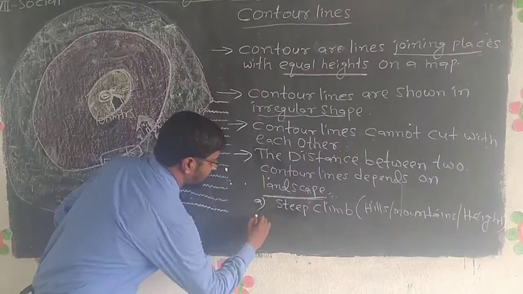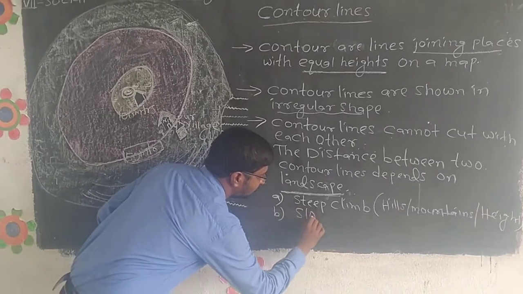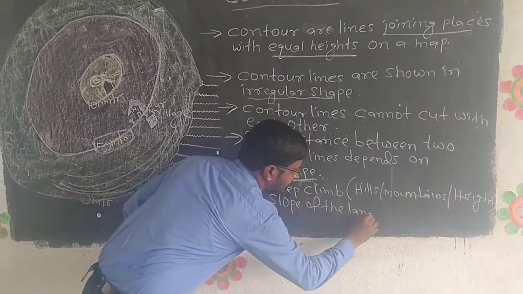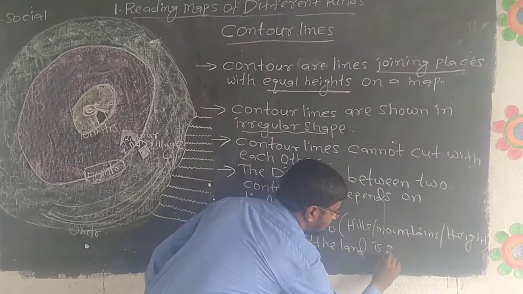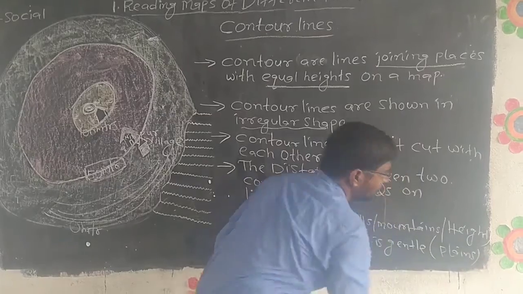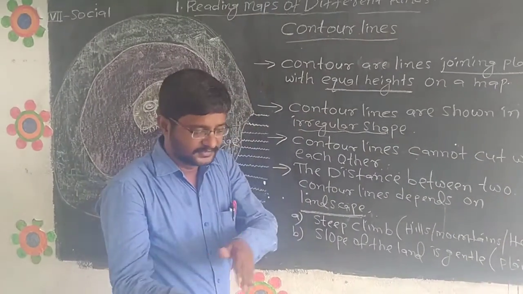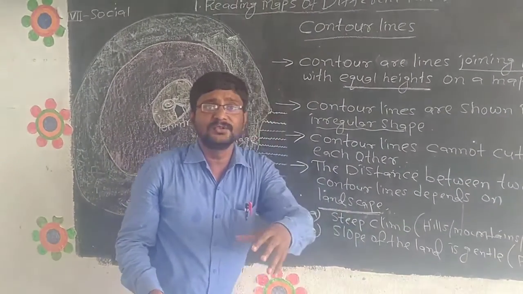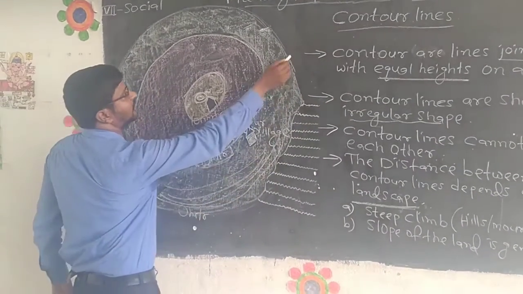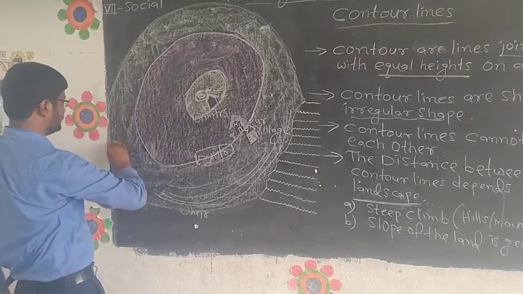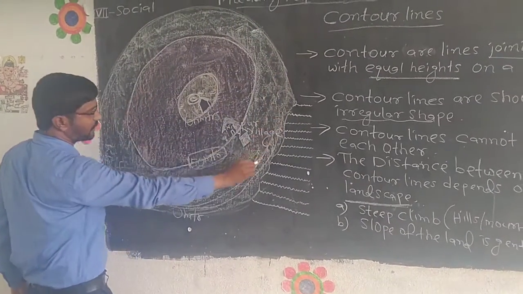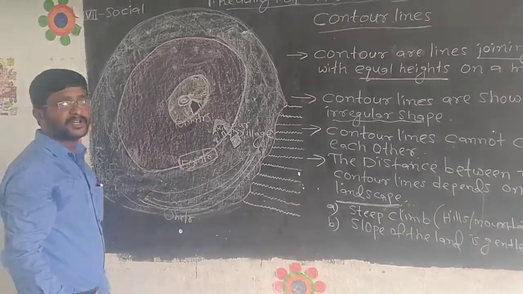Or if the slope of the land is gentle, gentle means like a plains region. If it is like a plains region, where there is less height, then what happens? The contour lines will be quite far from each other. See 0 meter line, this is quite far from each other. Next, see 1 meter line. We have to draw 1 meter line like this. They are far away from each other. They are quite far from each other.